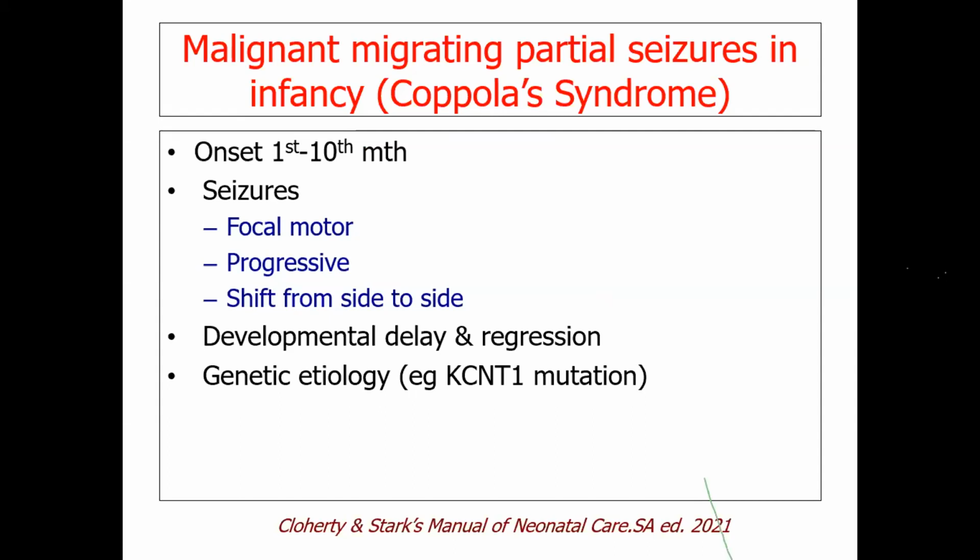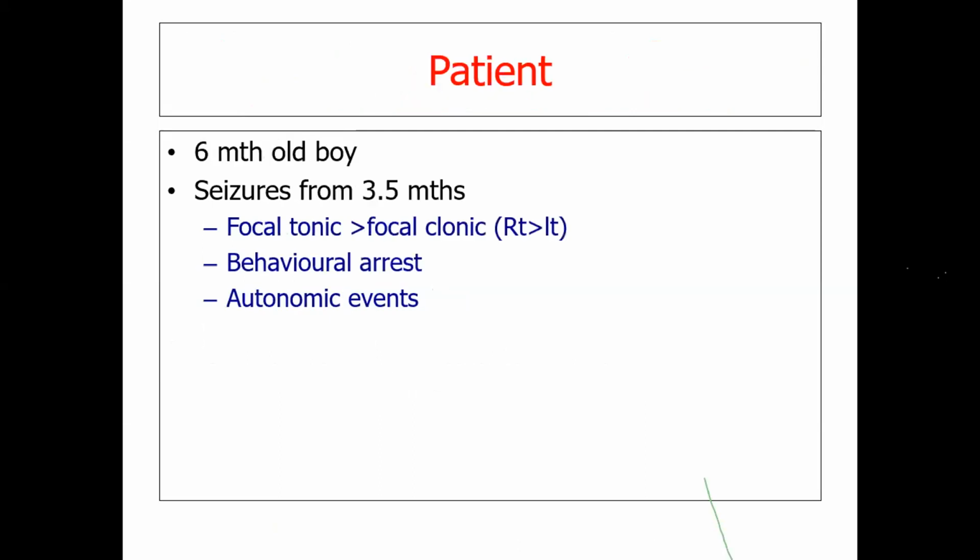There is another rare epileptic encephalopathy of the neonatal and early infantile age group, malignant migrating partial seizures or Coppola syndrome. The range of onset age is huge, from the 1st to 10th month. Seizures are focal motor, and they change their sides from left to right. All four limbs are involved, and they are associated with developmental delay and regression. The earlier two, both EME and Ohtahara, may be fatal. Coppola patients generally survive with a bad cognitive outcome. It happens due to a genetic etiology.